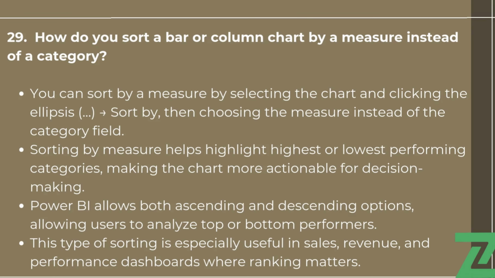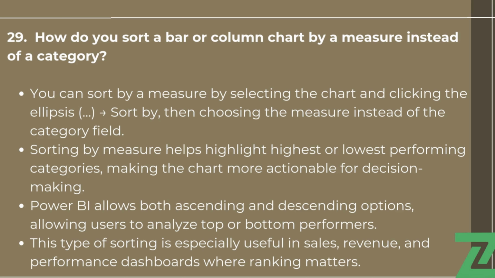29th question. How do you sort a bar or column chart by a measure instead of a category? You can sort by a measure by selecting the chart and clicking the ellipsis, then sort by, then choosing the measure instead of the category field. Sorting by measure helps highlight highest or lowest performing categories, making the chart more actionable for decision-making.